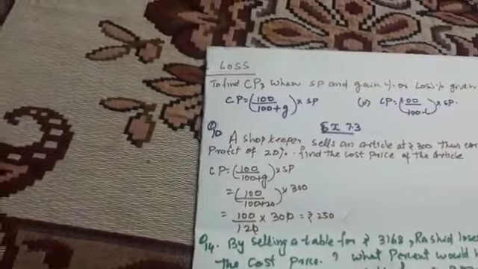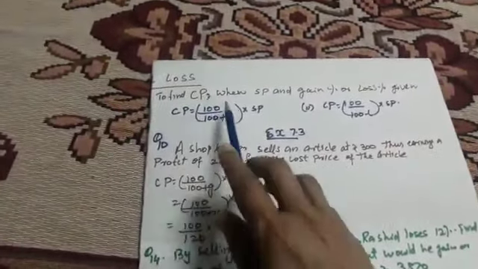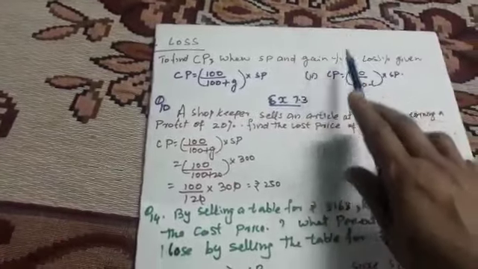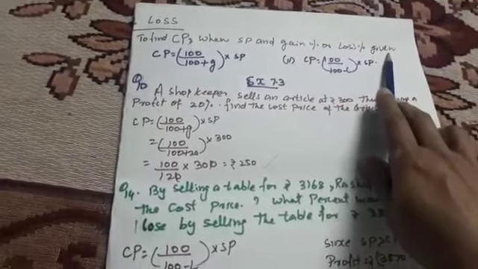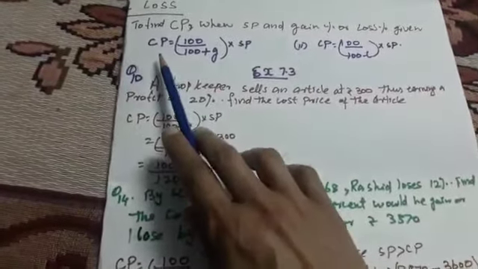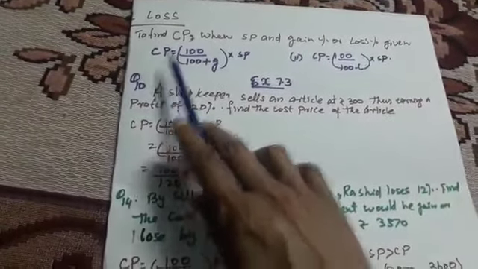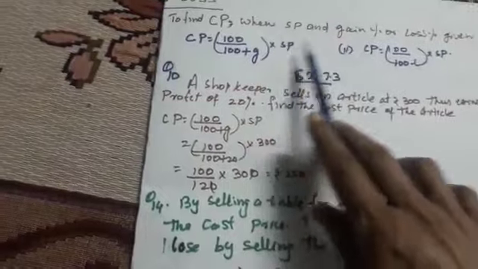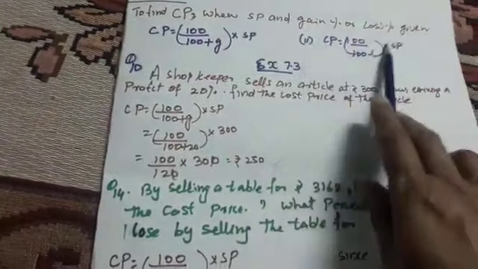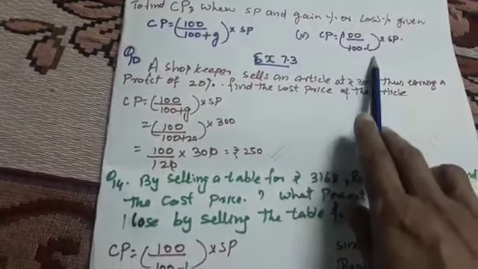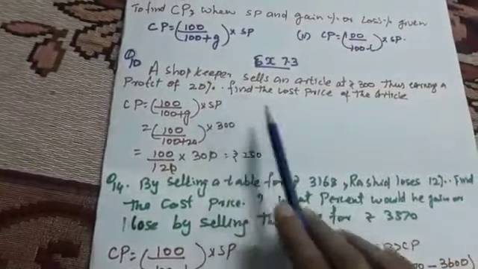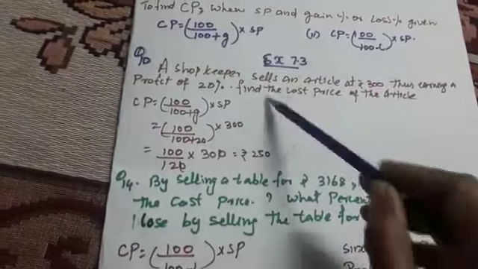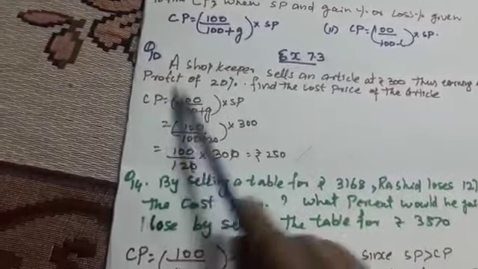In another case, how to find CP when SP and gain or loss percentage is given. The formula is CP equals 100 upon (100 plus gain) into SP, or CP equals 100 upon (100 minus loss) into SP. Let us take an example from the book itself. That is exercise 7.3, question number 10.